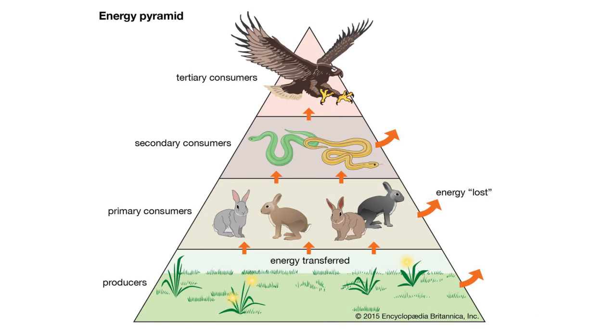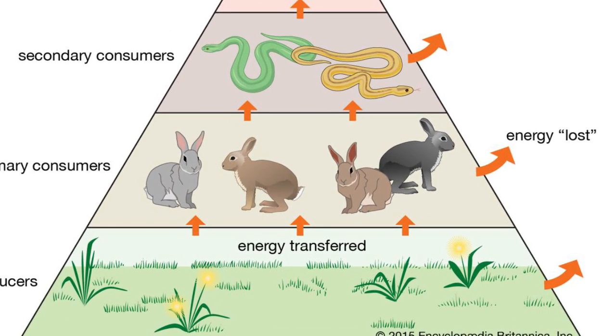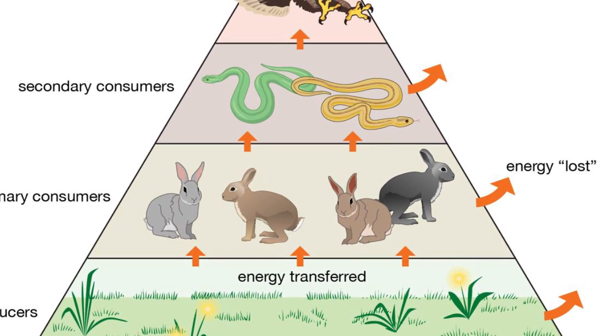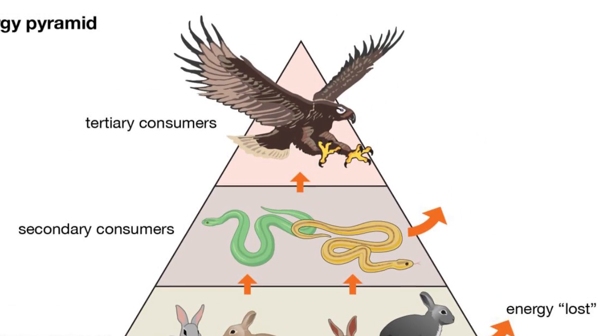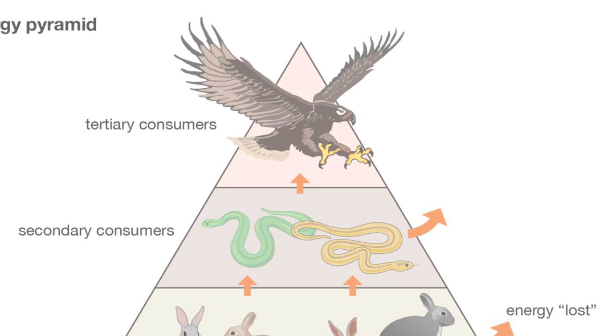Here we have an energy pyramid, which shows you the levels of an ecosystem. At the bottom, we have the producers, which are eaten by the primary consumers, which are eaten by the secondary consumers, which are eaten by the tertiary consumers.